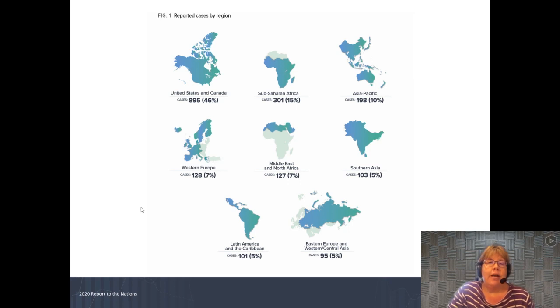So the U.S. and Canada is at 46%. Sub-Saharan Africa is at 15%. Asia is at 10%. And the rest of the world is at less than 10% each.